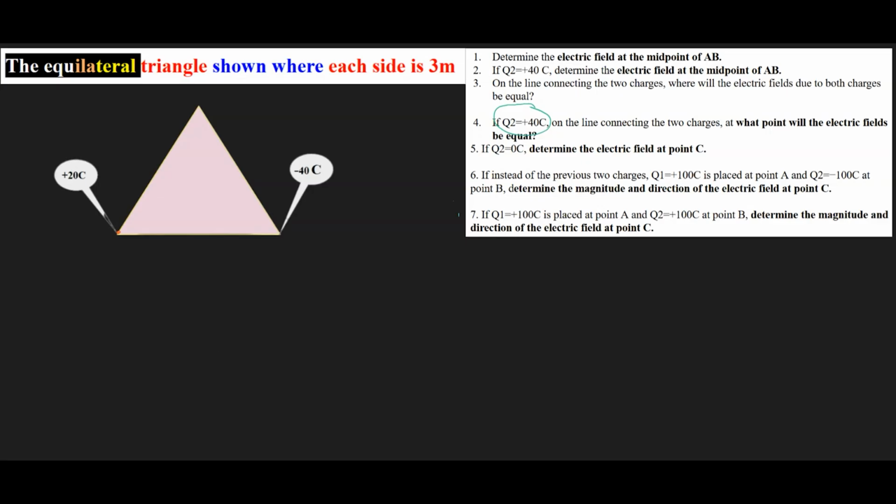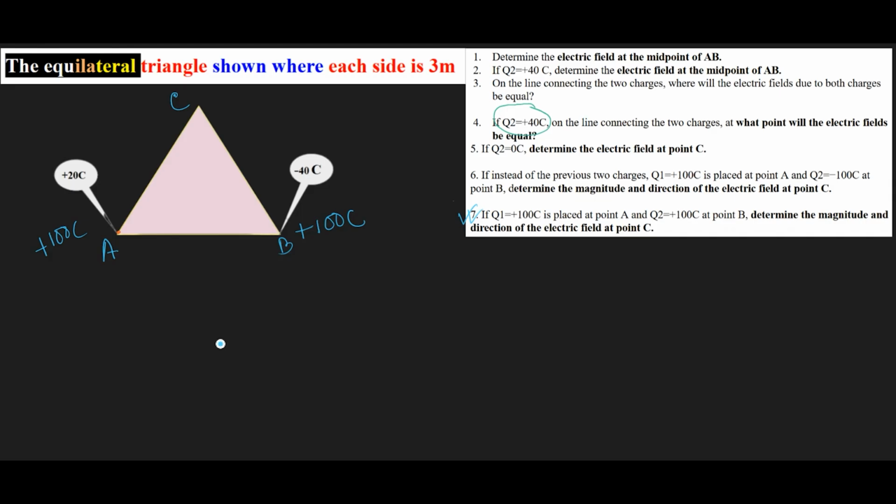Number 7, same as number 6 actually. So here at point A, the charge will be positive 100 Coulomb. And obviously the little change from number 6 is here as well. The point charge will be positive 100 Coulomb. Obviously this is point B and here obviously point C. So at point C, what will be the electric field and the direction as well.